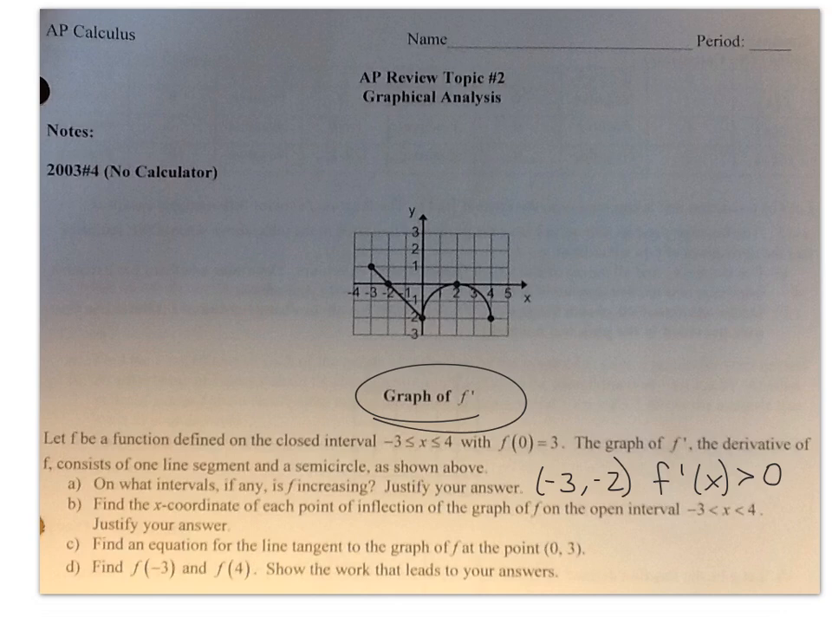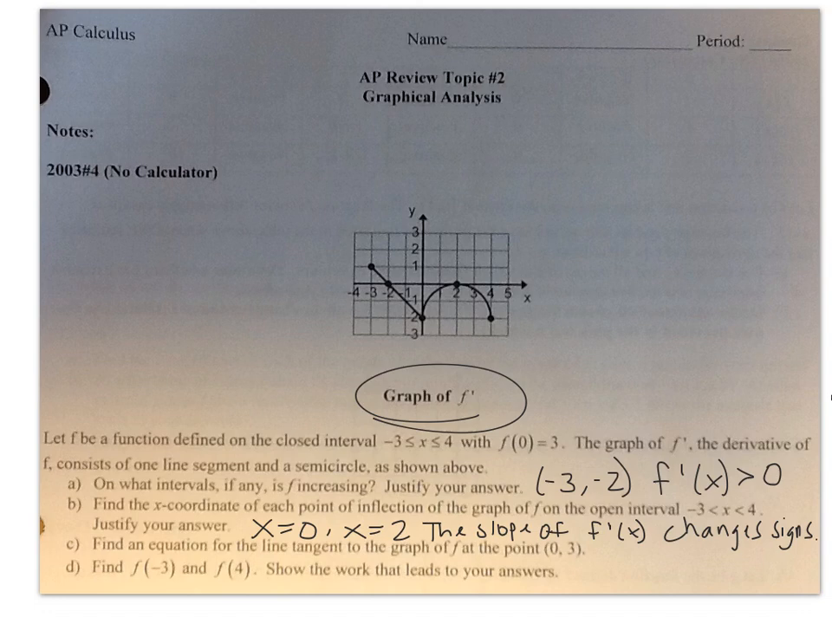Well, that happens when x equals 0 and also when x equals 2, because I have negative slope until x equals 0, then I have positive slope. It's positive until I get to x equals 2, then I have negative slope. So the justification is going to be that the slope of f prime of x changes signs. That's all I need to say. What did I look at on this graph to tell me those were x-coordinates of points of inflection?